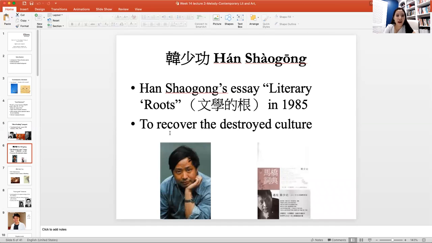In 1985, Han Shaogong wrote an essay called Literary Roots, 文学的根. This evoked a lot of discussion in the mid-1980s, in which intellectuals tried to reconnect with pre-communist or even pre-modern Chinese culture in the hope of recovering the culture destroyed during the Mao era. To Han Shaogong, Chinese tradition was ruptured by Maoism.